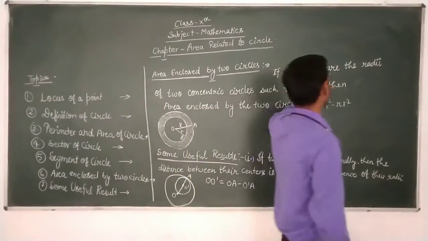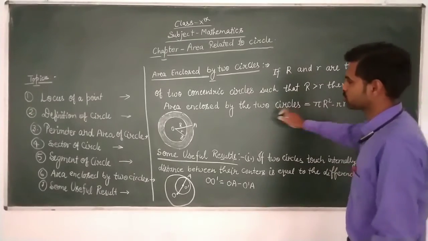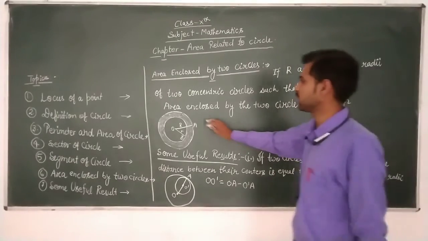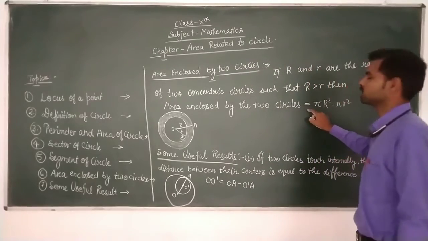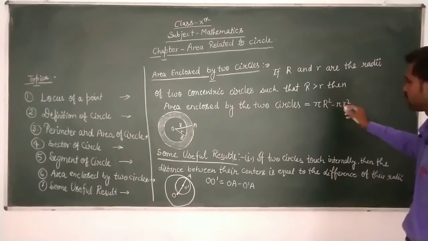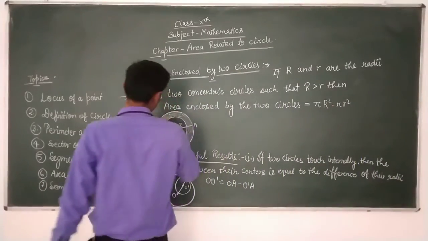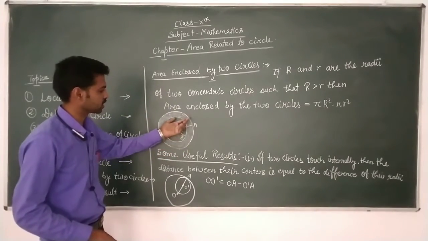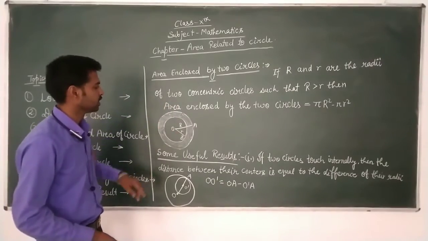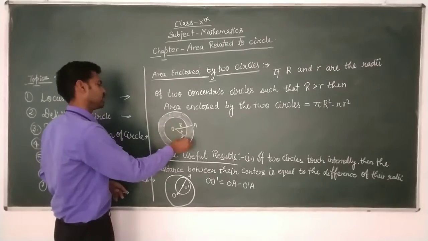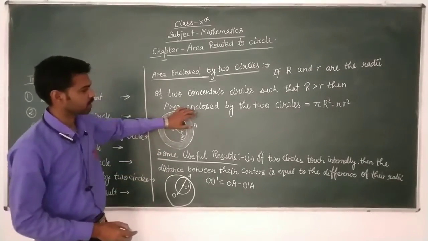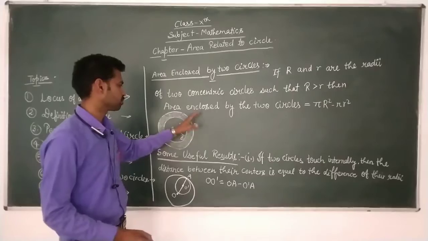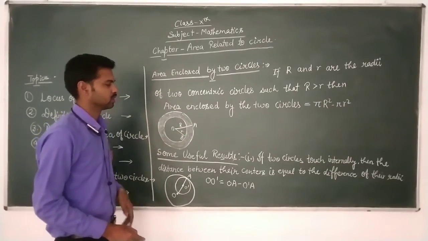Now, the area enclosed by two circles. If capital R and small r are the radii of two concentric circles, such that capital R is greater than small r, then the area enclosed by the two circles is equal to pi R square minus pi r square. Here are the two concentric circles. The radii of the circles are capital R and small r. Then the area of the shaded region is equal to pi R square minus pi r square, meaning the area of the bigger circle minus the area of the smaller circle.